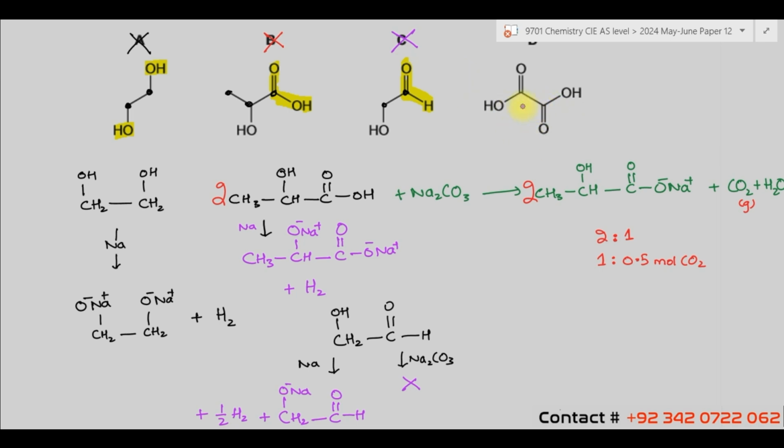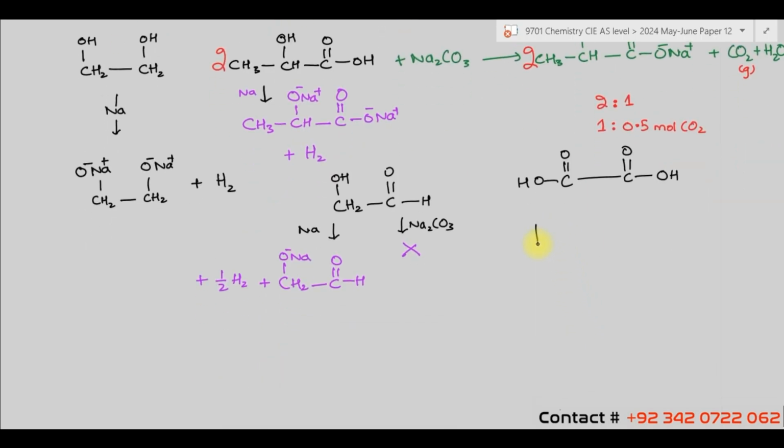Now we have D. In D, we have 2 carbons, and this is carboxylic acid. So C double bond O, OH on one side, C double bond O, OH on other side. Let's react it with sodium and sodium carbonate. We have excess of sodium, so product formed will be sodium salt. One hydrogen atom is lost. Another hydrogen atom is lost. So 2 hydrogen atoms become 1 mole of H2.